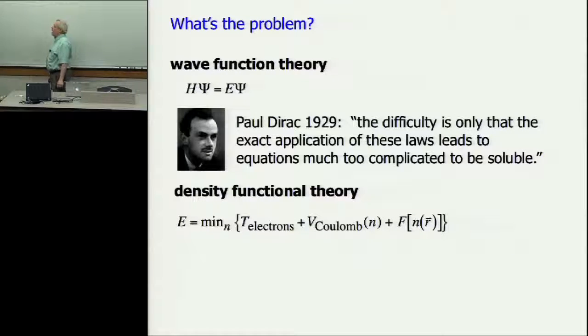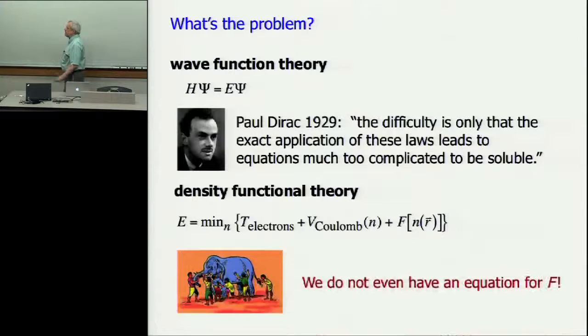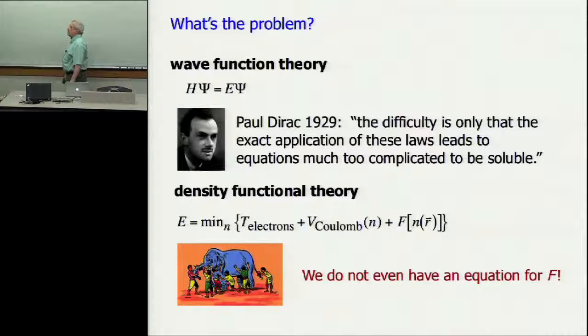So Paul Dirac, in a famous quotation, said in 1929 about this Schrödinger equation, we now have the equation that describes pretty much all of nature, at least at the chemical and physical level when you don't get to subatomic particles. The difficulty is only that the equation is very difficult to solve. And the problem with density functional theory is not that the equation is difficult to solve, but we don't even have an equation. So we have this unknown functional F, and we have to work on finding this functional.